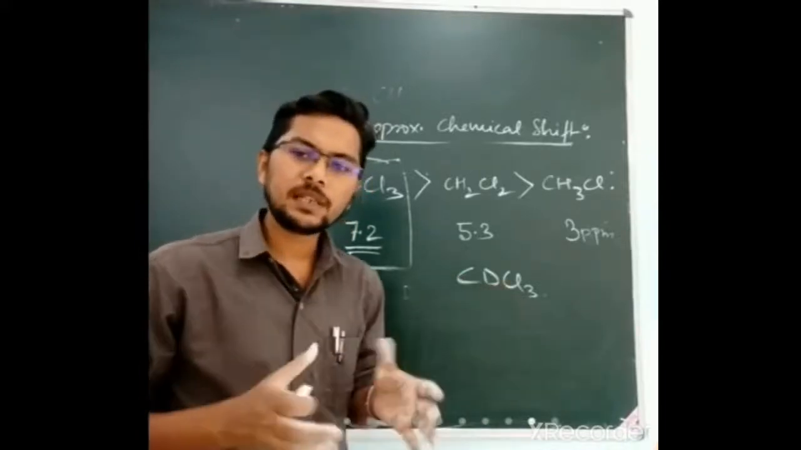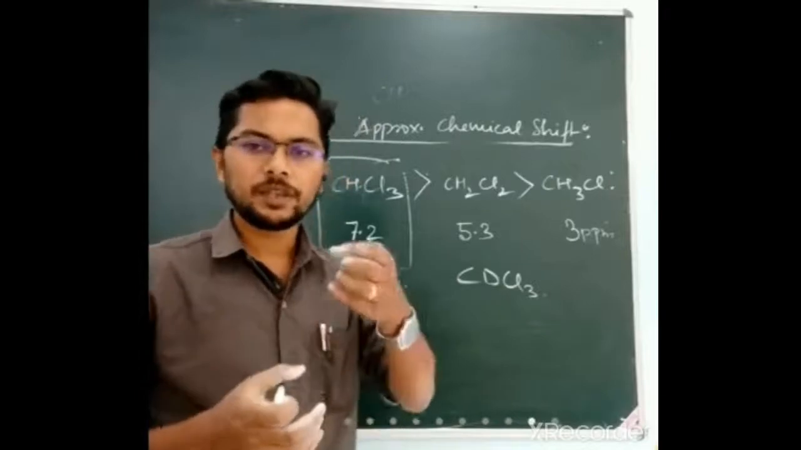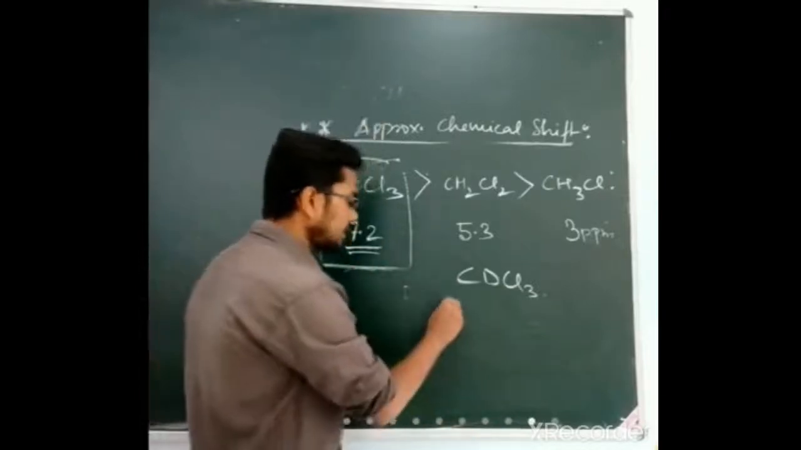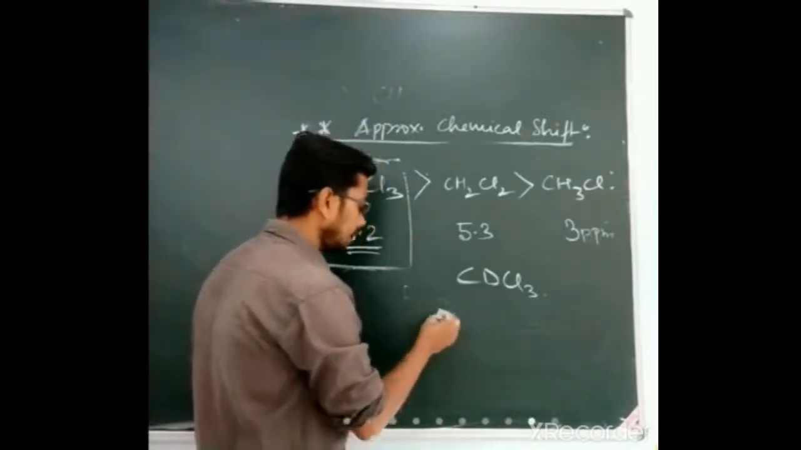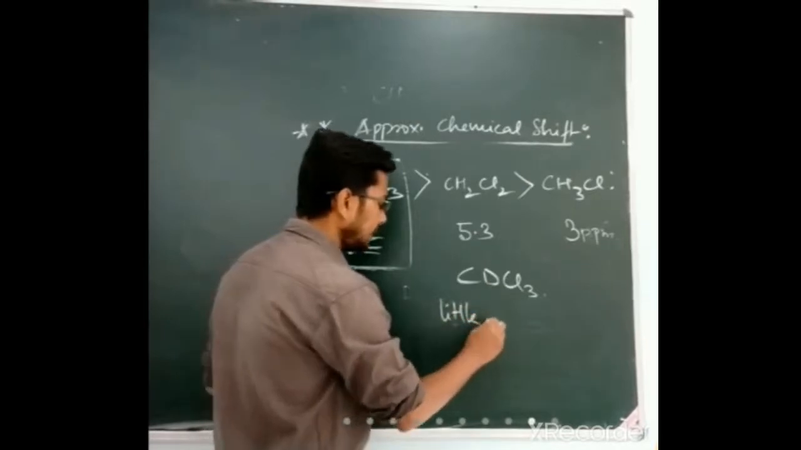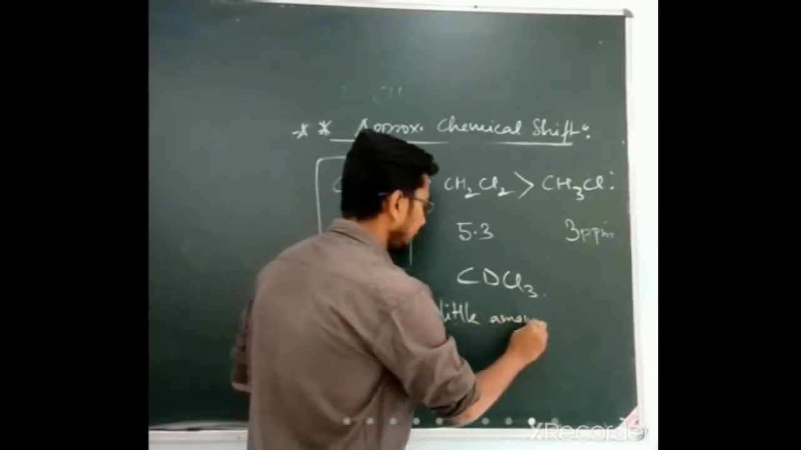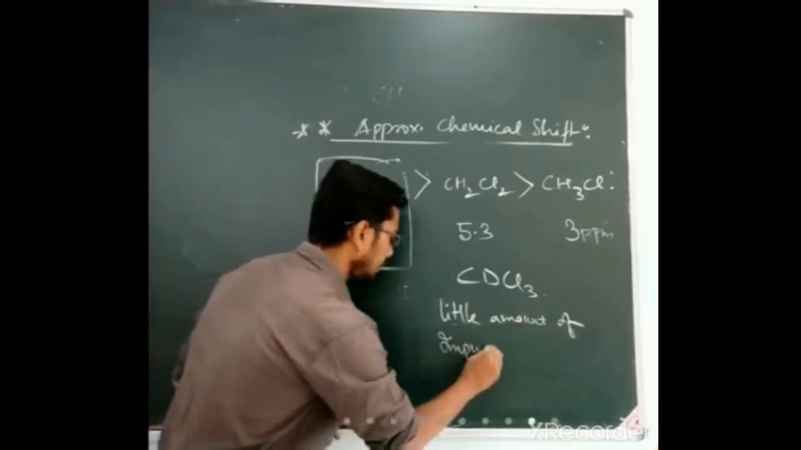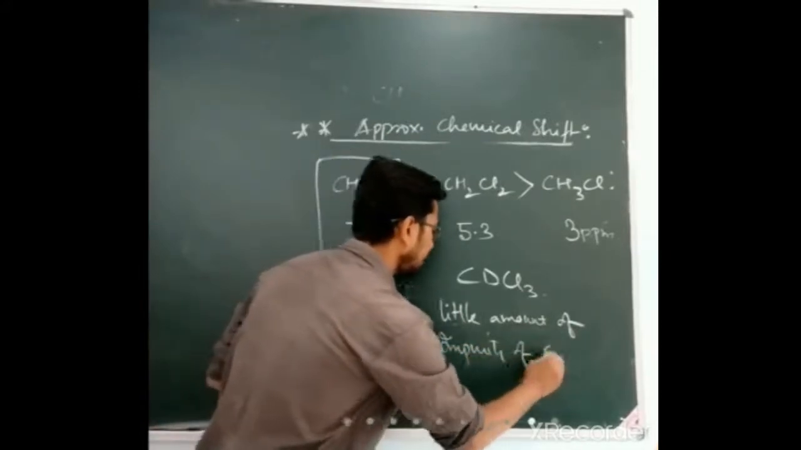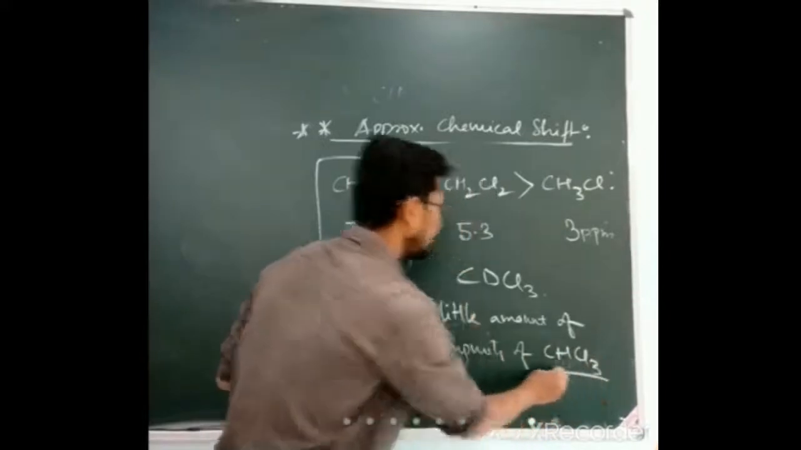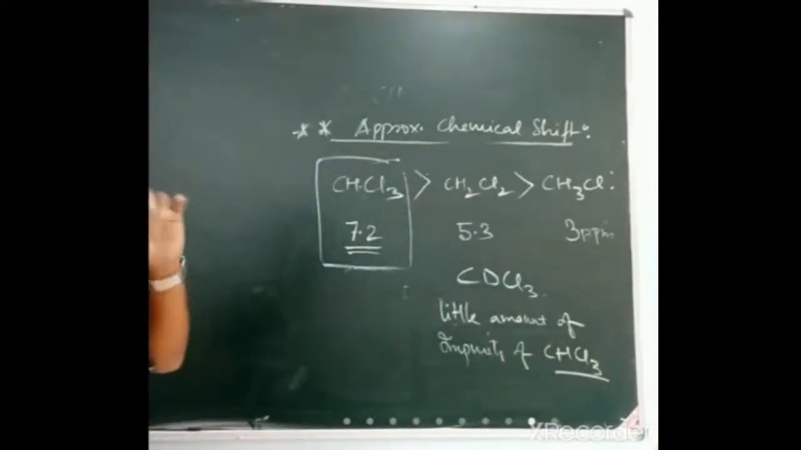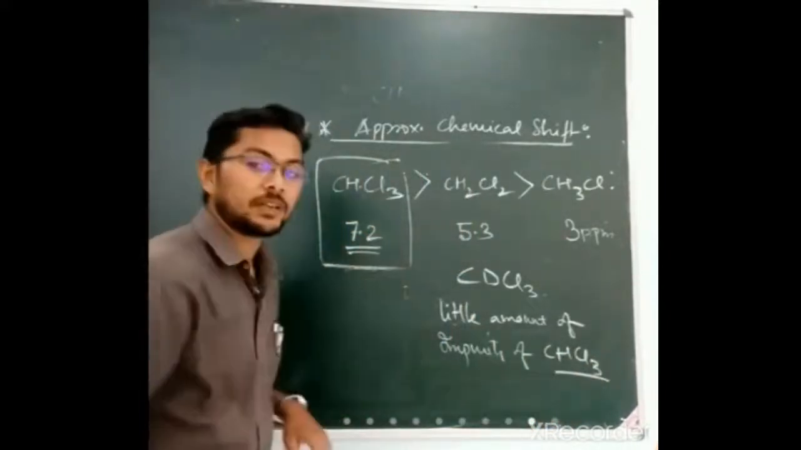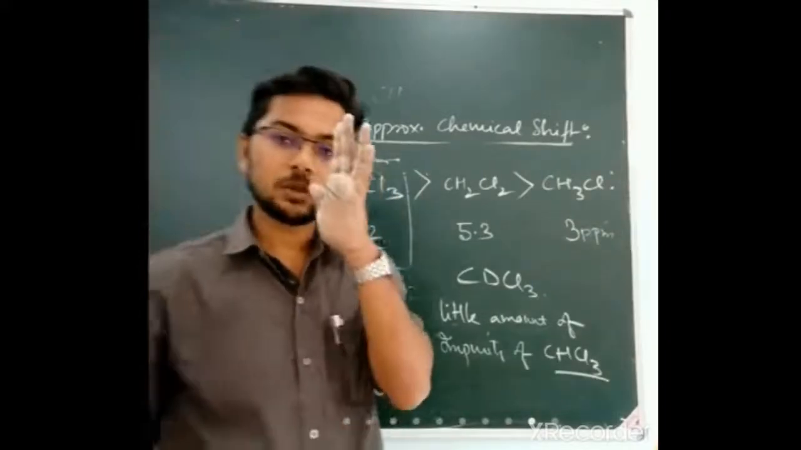Now this CDCl3 bottle that we are using, or the solvent, this always has a little amount of impurity of CHCl3, meaning chloroform impurity is there, and because of this you get a peak at 7.2, and that is called a solvent peak.